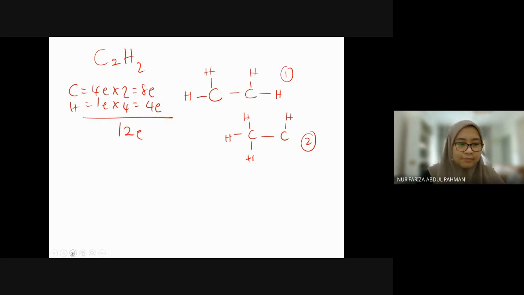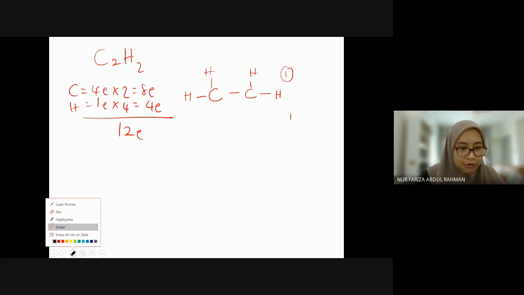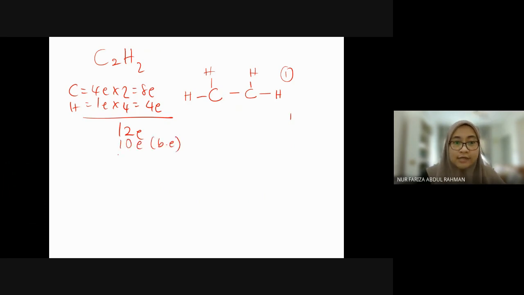Padam dulu ni. So 12 electrons kena minus dengan apa dulu? 12 electrons minus dengan bond dulu. How many bonds we have here? 1, 2, 3, 4, 5. That means 5 times 2 is equal to 10 electrons. This is bonding electron guys. Minus, kita ada baki 2 electrons lagi. Betul tak? 2 electrons ni nak place dekat mana?